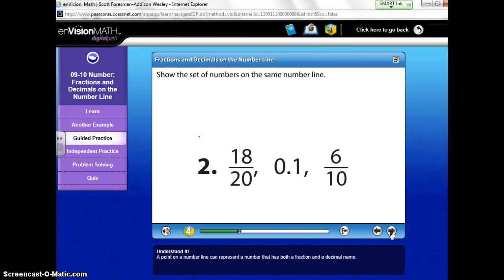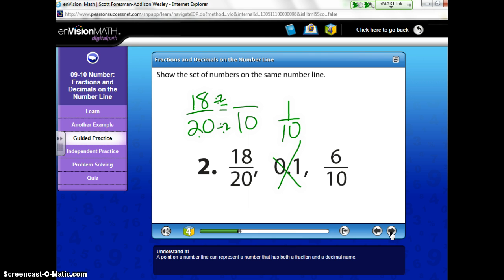How about this one? Cole? Let's make them into fractions, okay? Well, we have two fractions already, so let's change this guy into a fraction. What would he be? 1/10. Okay, so we have 1/10, 6/10, and then 18/20. Well, what that means is we need to get this guy to have the same denominator as these two. So how did I get from 20 to 10? Darius? Do the same thing to the top.